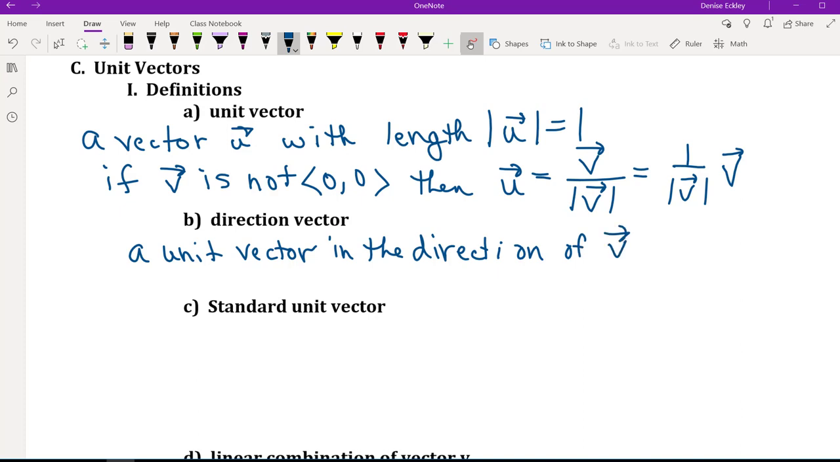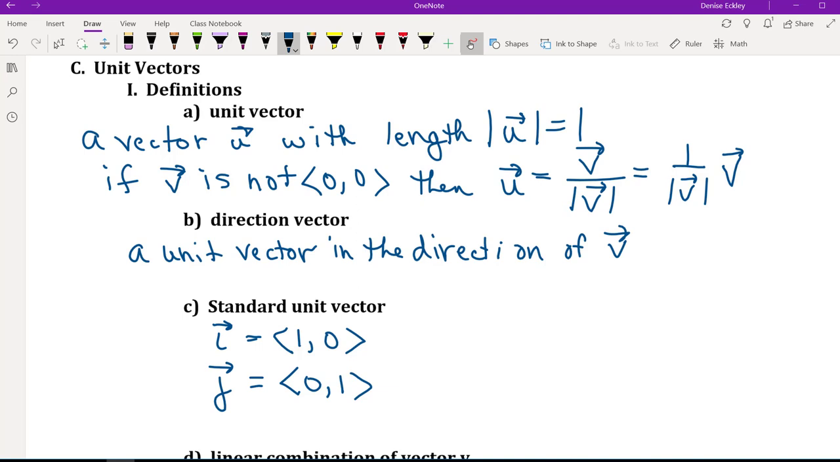And we have standard unit vectors. The standard unit vector for the x direction is i, which looks like this. It has magnitude 1, and it's in the direction of the x-axis. And for the y, we have j, which looks like this. It has a magnitude of 1, but its direction is the y-axis.